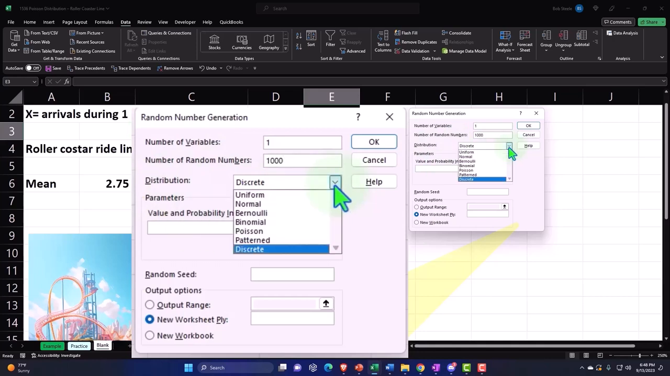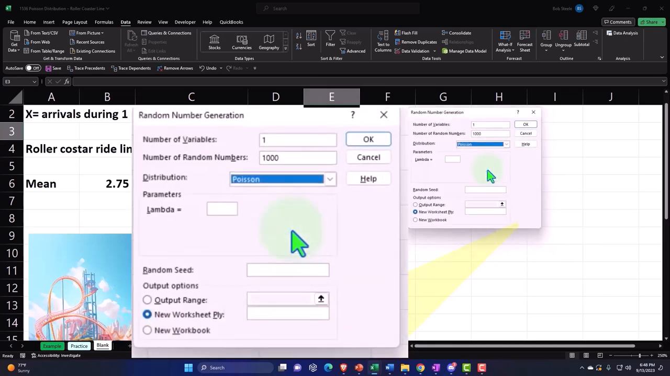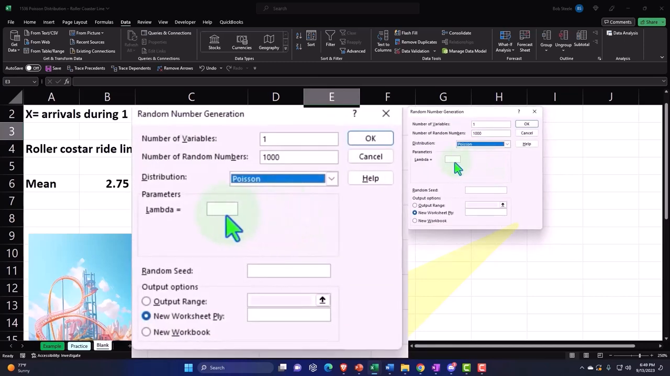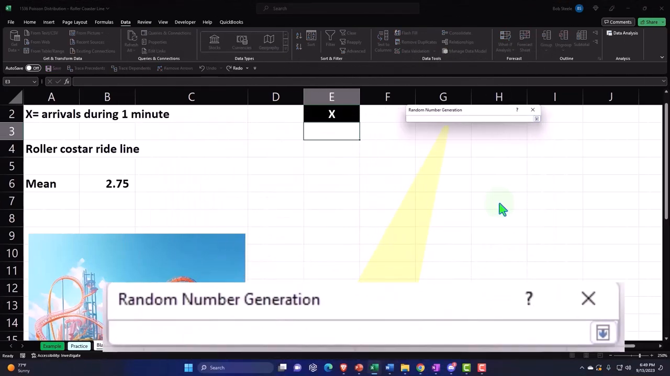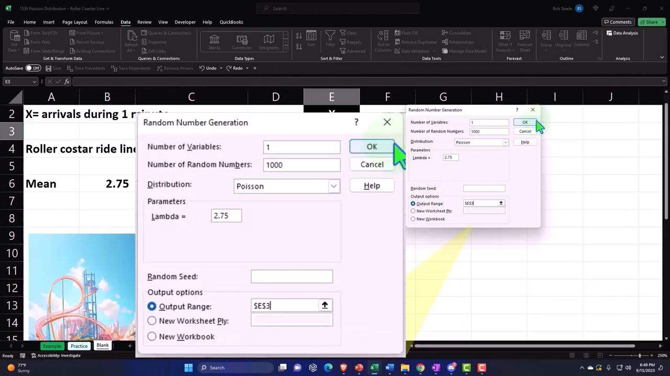And then we're going to say that we want it in accordance with a Poisson distribution, and lambda is going to be the mean, which I'm going to put at 2.75. So we need that condition. We wouldn't have that if we were sitting there with our stopwatch, although we might have an idea of what it is, given the past performance as we're sitting there at our line, putting people on the roller coaster and whatnot. So I'm going to put this on E3. And so there we have it. And that's it. So let's go ahead and say, okay.